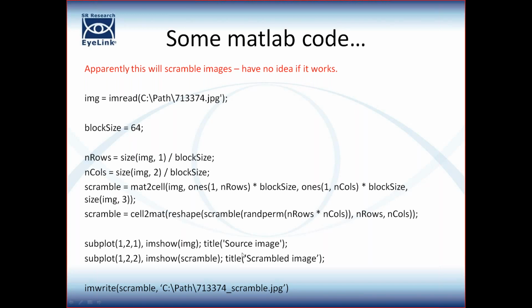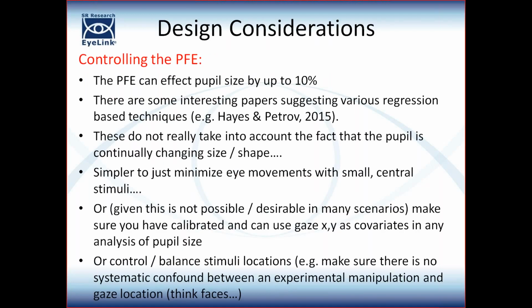Here's the MATLAB code. I found it on the web. It's completely untested. I'm just leaving it in this PowerPoint file, which I will put up to our support forums in case other people use it. But basically, you can read in a JPEG, set some kind of block size, so what size of block do you want to then shuffle, and then shuffle those blocks, and write out the scrambled image at the end. And you could use that to create isoluminant baselines, assuming that you've got some kind of pictorial stimuli that you're working with.